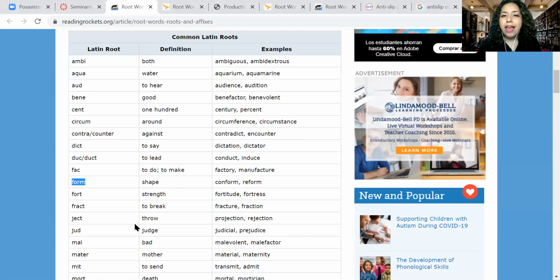And for example, this other root, form. In your head, you are already thinking form. It sounds like forma, like in Spanish. So it's that translation and the definition is shape. And when you see examples like conform, reform, you already know what's happening.